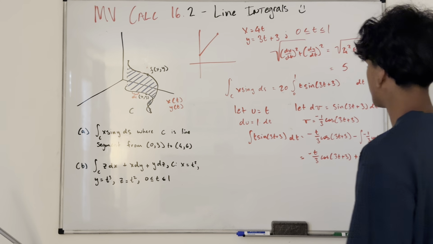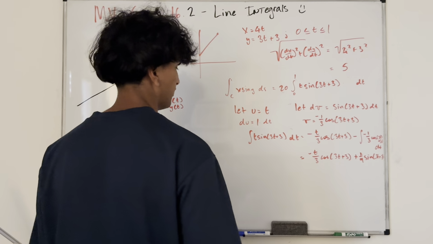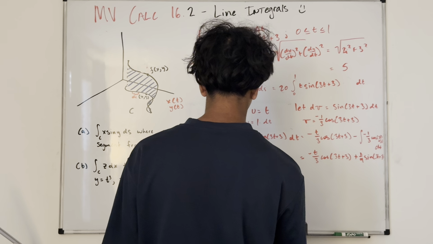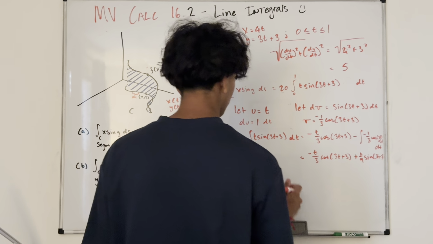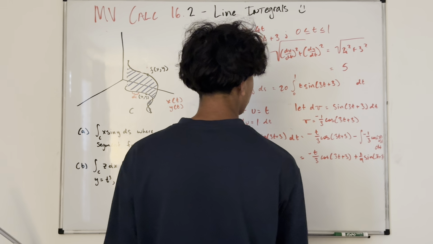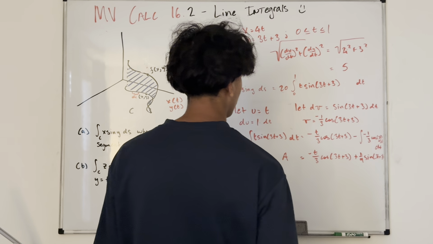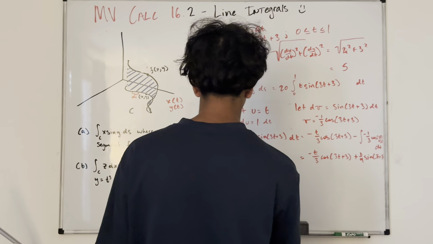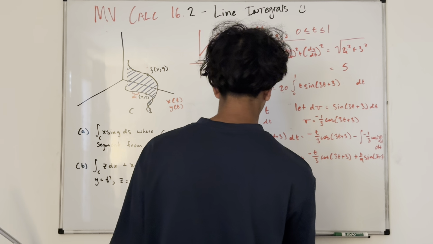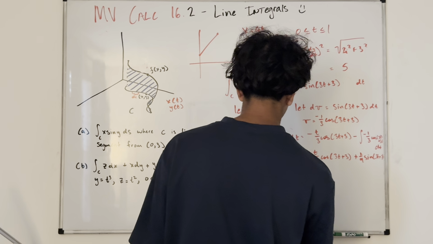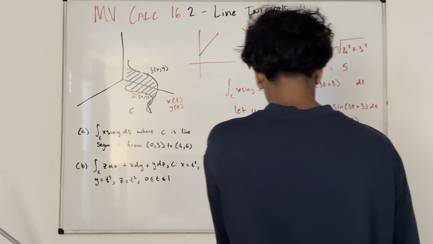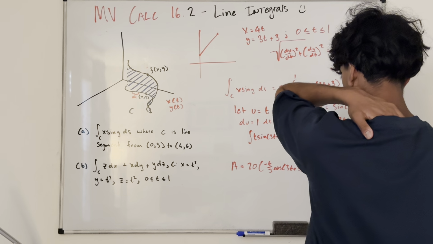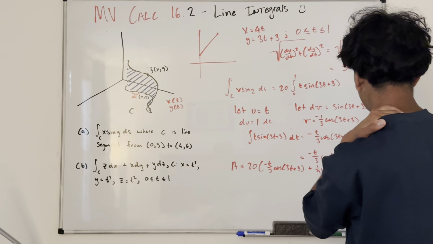Okay, so then I can do my LIATE. Or not LIATE, what am I talking about? I'm just going to set this equal to area. So when I do this, I'm going from 0 to 1, so it's all of this, really. My area is just going to be all of this times 20. I'll just do it like this. So area is going to equal 20 times negative t over 3 cosine of 3t plus 3 plus 1/9 sine of 3t plus 3, from 0 to 1. Hopefully I'm doing this right. It's going to be really embarrassing if I'm not.